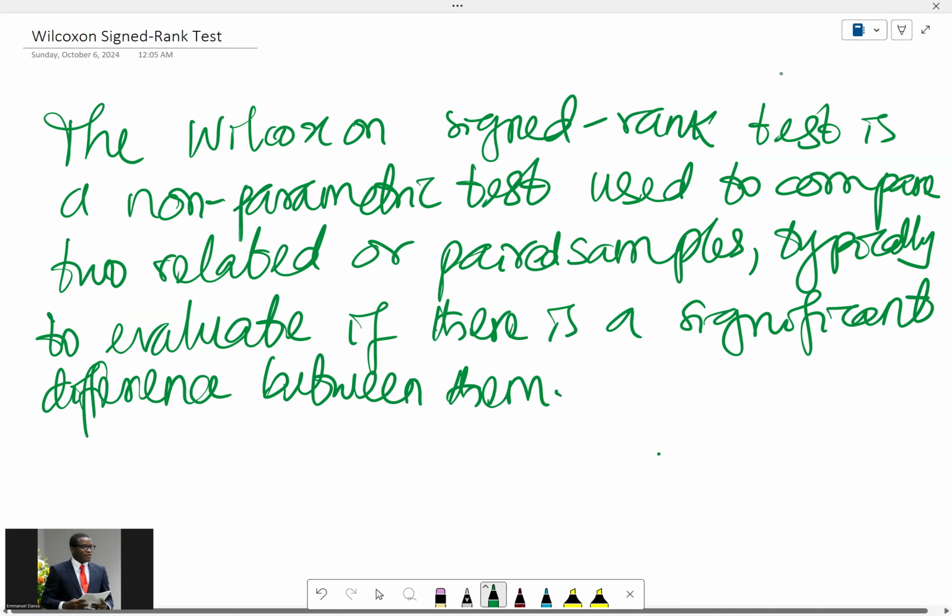So when we talk about related or paired samples, it's more like taking information from the same set of population under different conditions or at different time points, basically. So that's why it's related or paired.